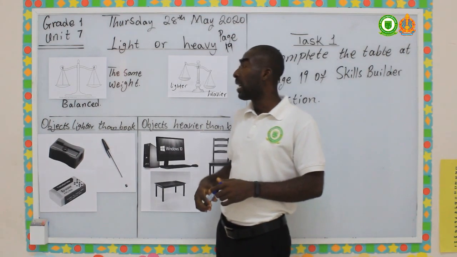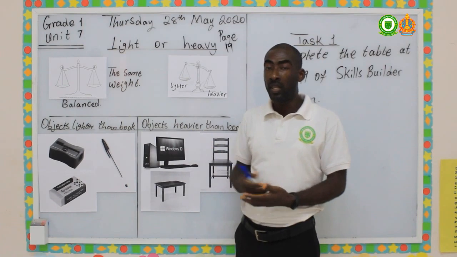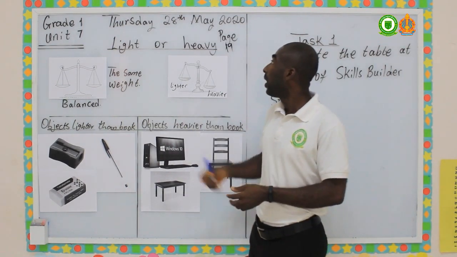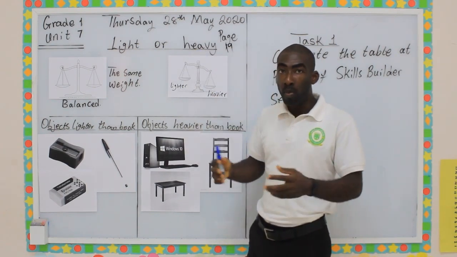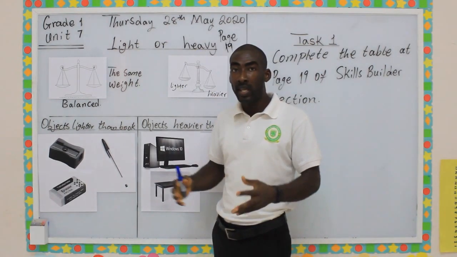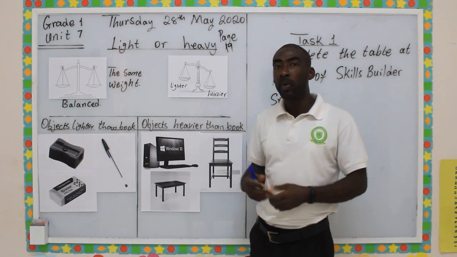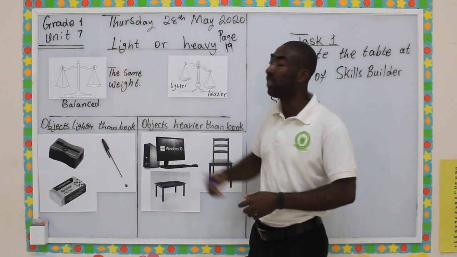When we say light, it means something that is very easy to carry or very easy to lift, okay? And when we say heavy, it means something that is bulky, something that is big, something that is very difficult to lift up or to carry. That is the difference between light and heavy, okay?